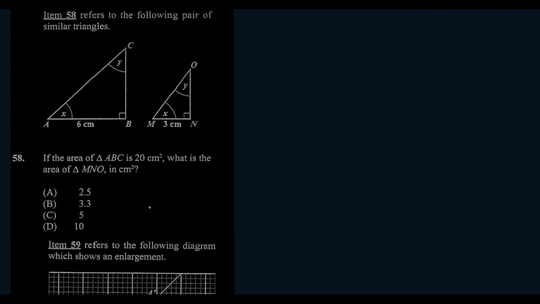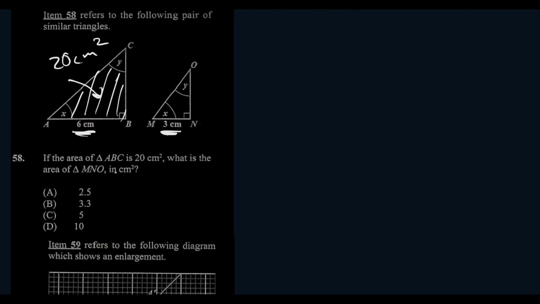So for this one, it says if the area of ABC is 20, so this is ABC, the area of this here is 20 centimeters squared. What is the area of MNO? So how this generally works is that this would be 20 divided by 4, because usually the area, once you double, as you can see, this doubles. So it was 6 and 3. So this 3, you could think of it as doubling to the 6.